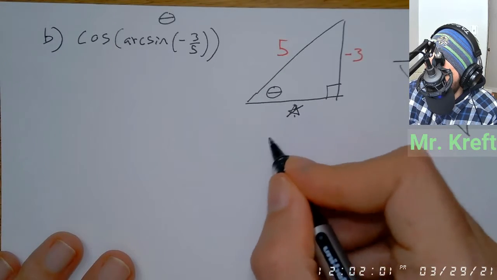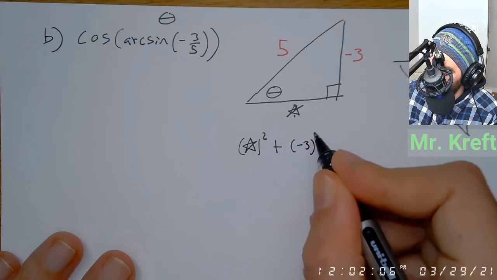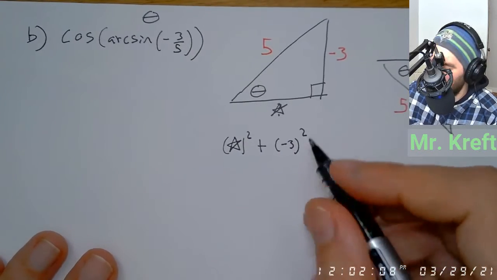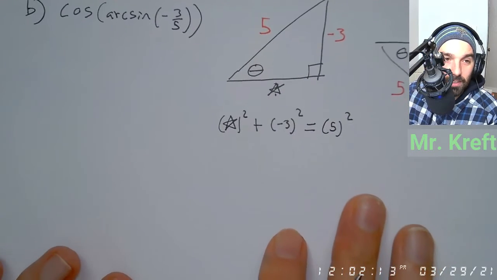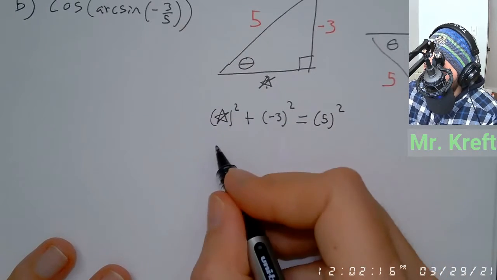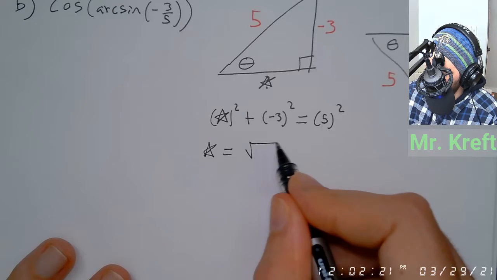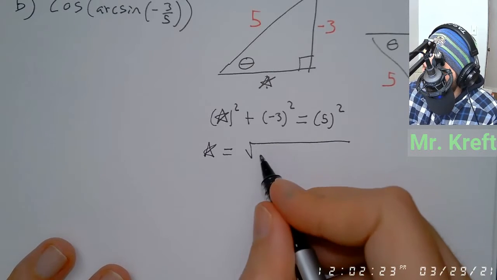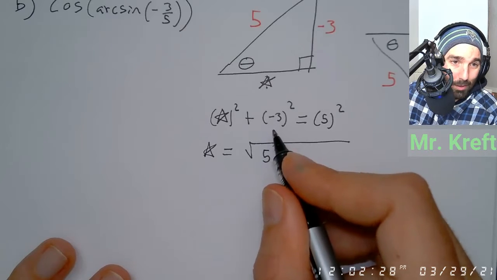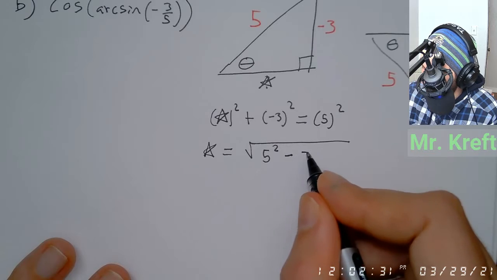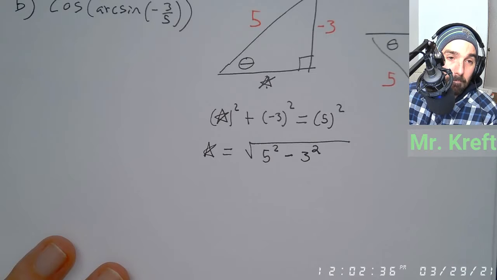So what do we want to call this? I liked it when we called it a star. Star squared plus, and this is why we always put parentheses, always use parentheses, equals quantity 5 squared. So if I solve this, then I'm going to have my star equals, we're only going to want the positive because we're talking about distance, 5 squared. And when I square a negative, that's the same as squaring a positive. So I'm just going to say minus and then 3 quantity squared.